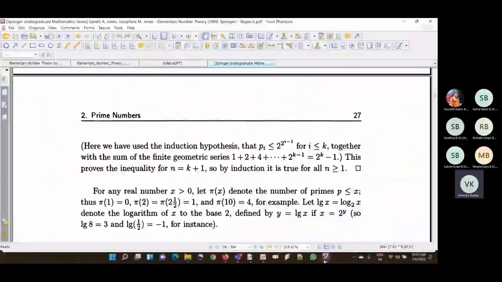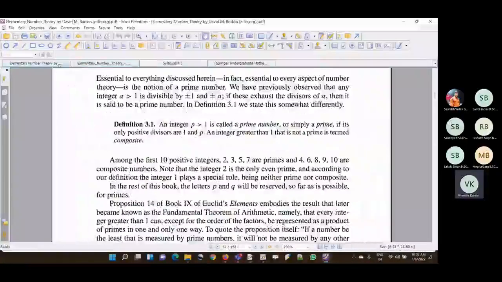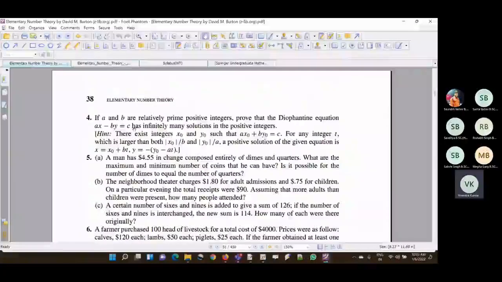Where is that? Yeah, this or this you can see. Actually, I have two versions, so that's why this question was not copied there anyway. So we have done this one. They have given some other hint to the solution of this question, that if A and B are relatively prime positive integers, then this Diophantine equation has infinitely many solutions in positive integers. Okay.